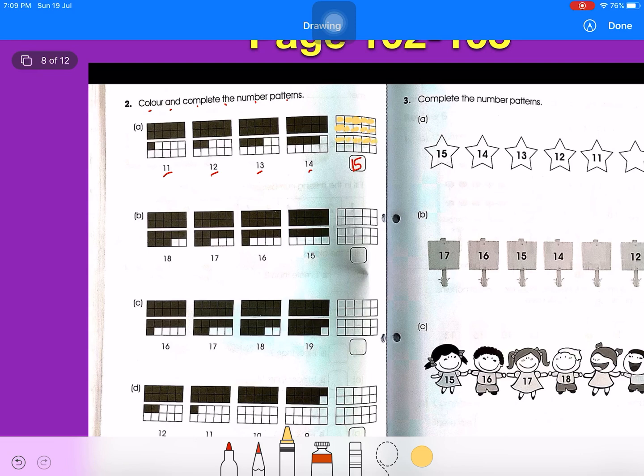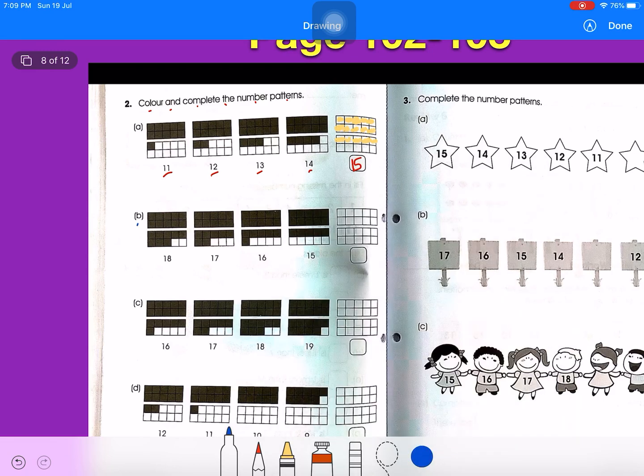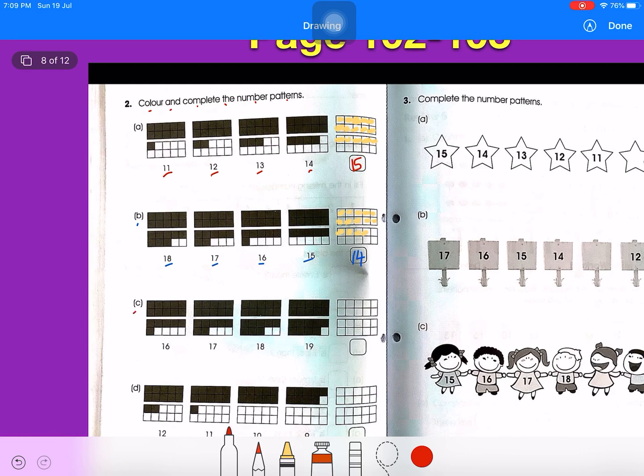Okay, done. Now, next one is exercise B. 18, this is count back. 18, 17, 16, 15. Then here will be 14. So we should color 14 boxes. 1, 2, 3, 4, 5, 6, 7, 8, 9, 10, 11, 12, 13, 14. Okay. Next one, exercise C. 16, 17, 18, 19. So the next one will be 20. Then we color 20 boxes.